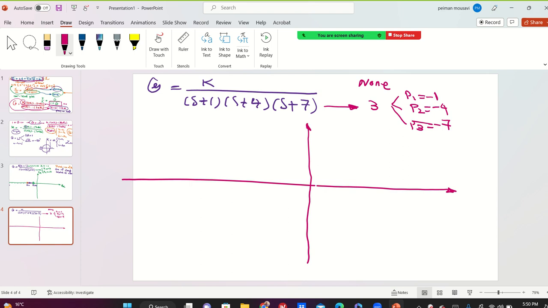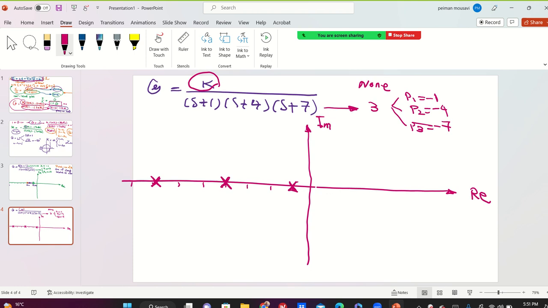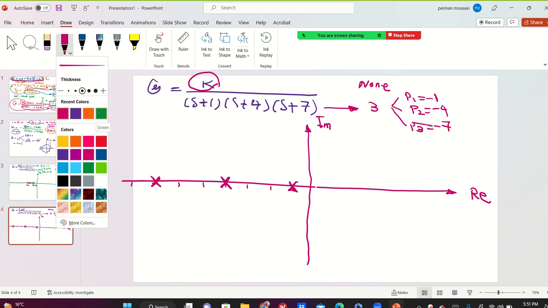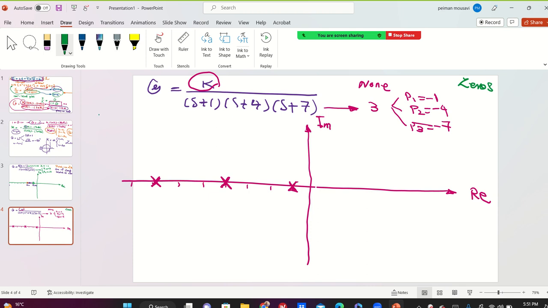So imaginary, real, 1, 2, 3, 4, 5, 6, 7, 8. Minus 1, minus 4, and minus 7. But I told you that in the root locus, by changing the gain, the trajectory goes from poles to zeros, but there are no zeros. It means that the zeros are located at where? Like in the previous case, at infinity, a far distance infinity. Then they are not reachable.